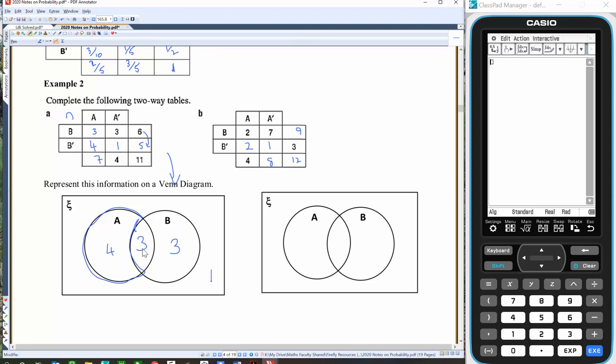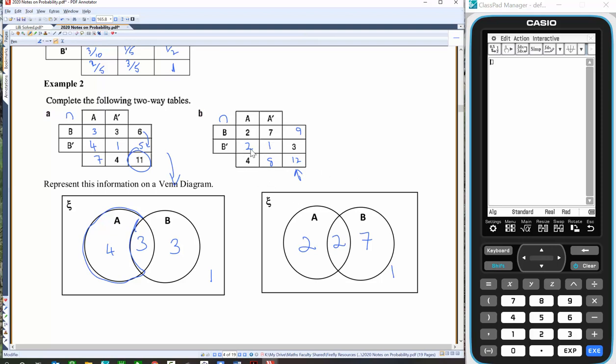Noting that if I do 4 plus 3, I get 7. 7 plus 3, I get 10. 10 plus 1, I get 11. So it's looking good. All right, let's do this one as well. So we start with the intersection again, A and B. So it might help you to put an intersection symbol there. A and B is 2. A and not B is the same as A only, which is 2. B and not A is 7. And not A and not B is 1. 8, 10, 12 equals 12 there. So pretty confident I'm right there.